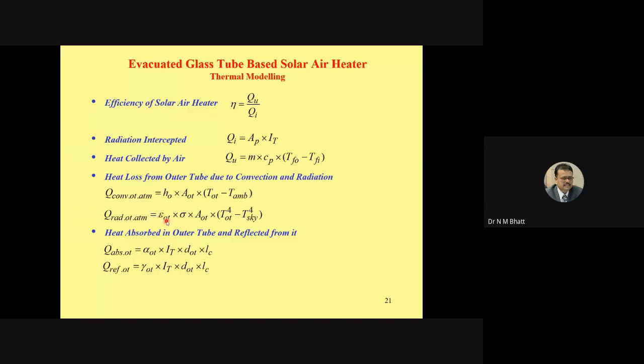Epsilon is the emissivity of the outer tube. Sigma is the Stefan Boltzmann constant, 5.67 into 10 raised to minus 8 watt per meter square Kelvin raised to 4. The outside area I have already discussed. Then I told you that the glass tube has absorptivity as well as reflectivity, and corresponding to absorptivity and reflectivity, heat is absorbed by the outer tube and heat is reflected by the outer tube.